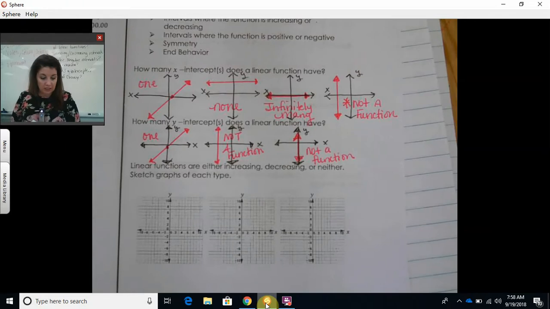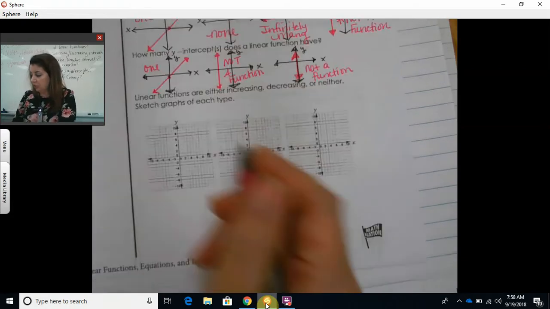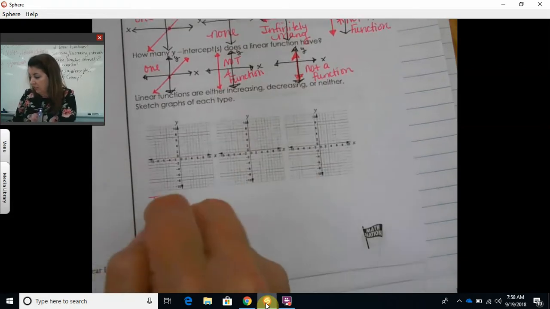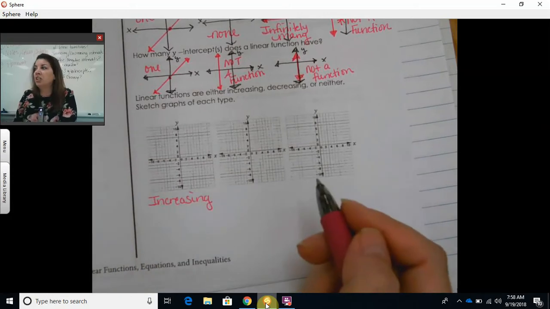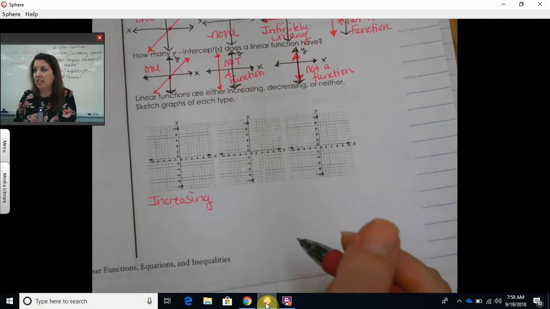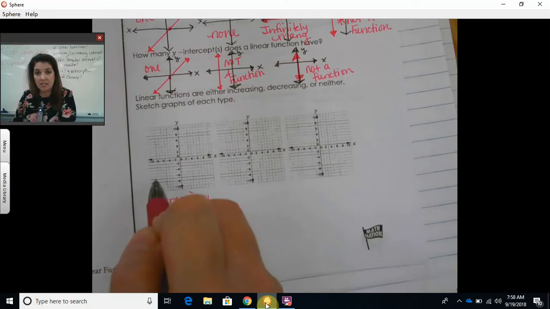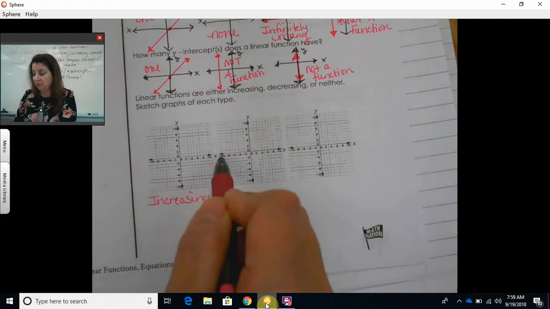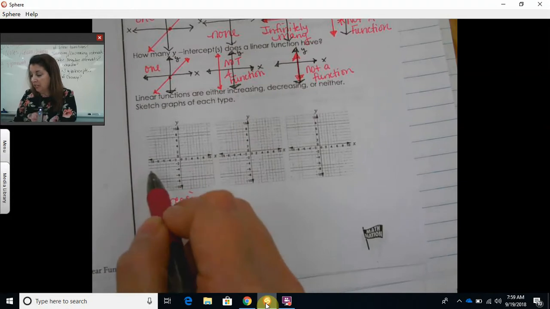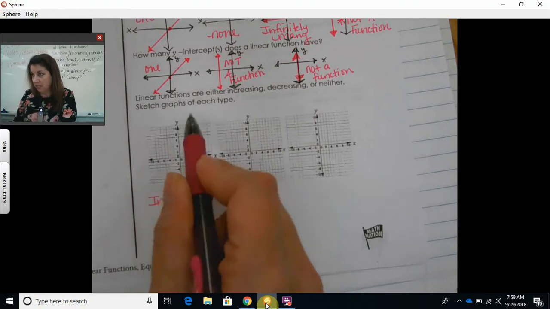All right, next part. Linear functions are either increasing, decreasing, or neither. Sketch graphs of each type. So my first graph, I'm going to sketch an increasing linear function. And remember, we learned in section 1 that increasing means, think about your graphing calculator and the little cursor. As you're moving your little cursor to the right, your x values are increasing as you go to the right, correct? So as you're moving to the right, as x increases, y increases.